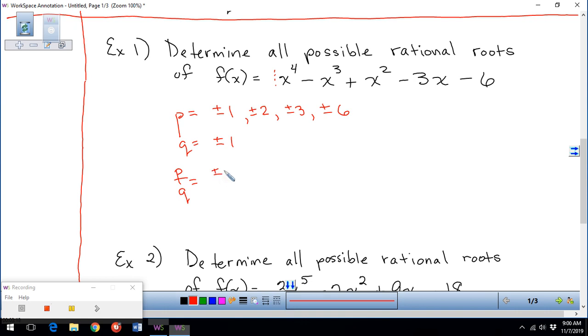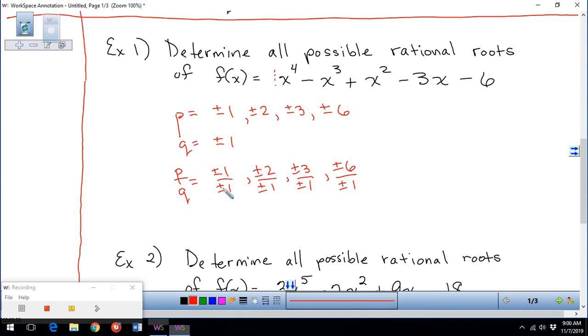So we have positive negative 1 over positive negative 1, positive negative 2 over positive negative 1, positive negative 3 over positive negative 1, and positive negative 6 over positive negative 1. These are all my possible combinations. If I had another q number, then I would take all those 4 numbers and put it over that second set of q numbers. Now that I've set these up, now I'm just going to simplify it.